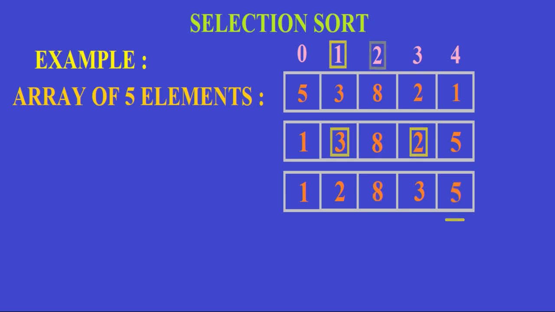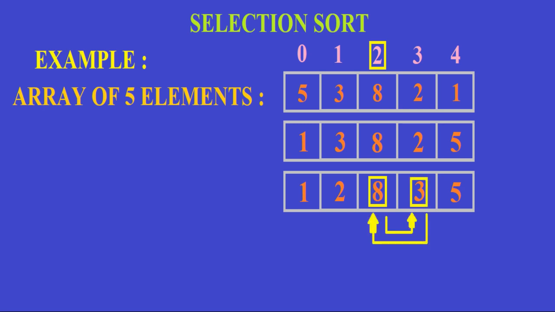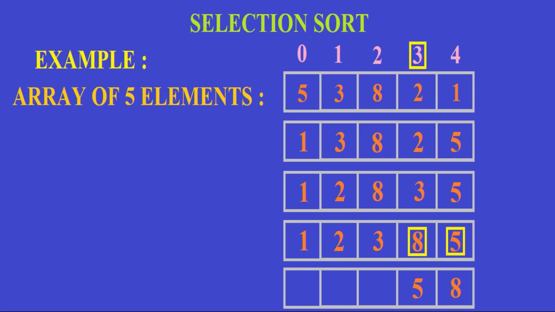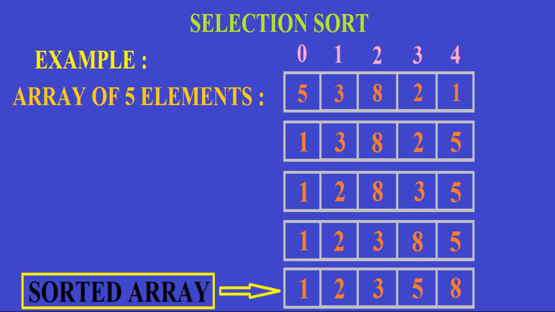Now, the index number 2 will be selected and here we have the number 8. Again, the smallest number will be selected, which is 3 in this case, and the numbers will interchange positions. Now, the new array will look like this: 1, 2, 3, 8 and 5. Similarly, after the next pass or iteration, the array will look like this: 1, 2, 3, 5 and 8. So finally, we have our sorted list.